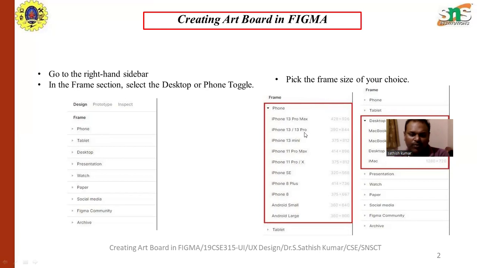The iPhone 13 or 13 Pro resolution is 390 by 844. The iPhone 13 mini is 375 by 812. The iPhone 11 Pro Max is 414 by 896. The iPhone 11 Pro or X is 375 by 812. The iPhone SE is 320 by 568. Likewise, the iPhone 8 Plus is 414 by 736, and the iPhone 8 is 375 by 667. Android small is 360 by 640, and Android large is 360 by 800. We can select any one of these frames.